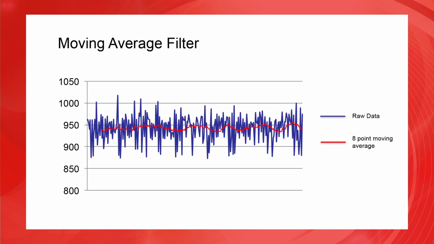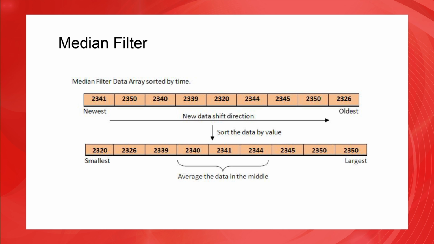The second one is the moving average filter, which is an FIR filter, calculating the average for a specific number of samples to smooth out the short-term fluctuations. And the last filter is the median filter, which sorts a specific number of samples and only takes the average of the median samples. It is an enhanced average filter.